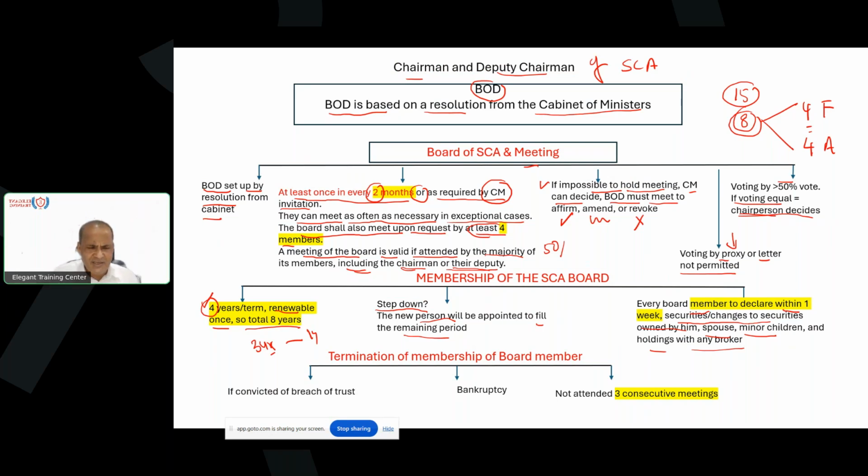So termination can happen, number 1, if convicted of breach of trust. Number 2, bankruptcy. I am the board member, I became bankrupt, financially bankrupt. So my membership will be terminated. Next, third one, I missed 3 meetings in a row, 3 consecutive meetings I did not attend. So my membership may be terminated.